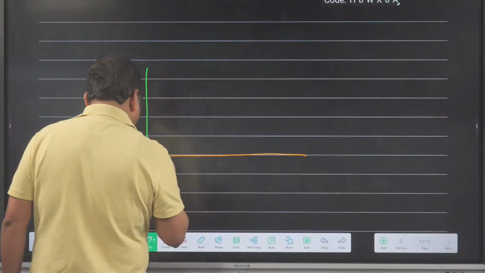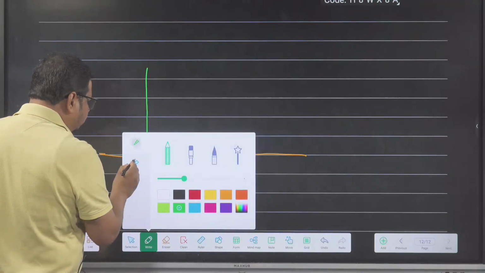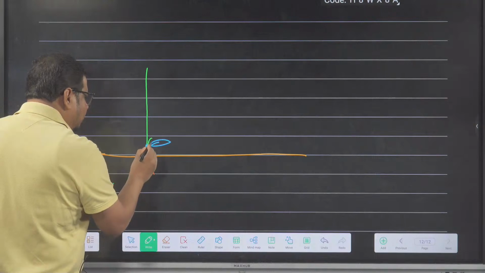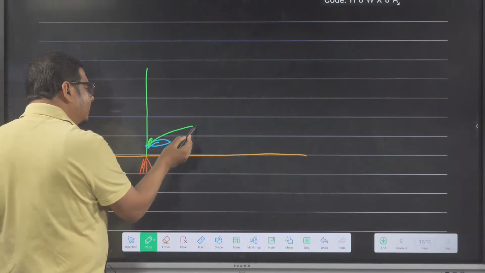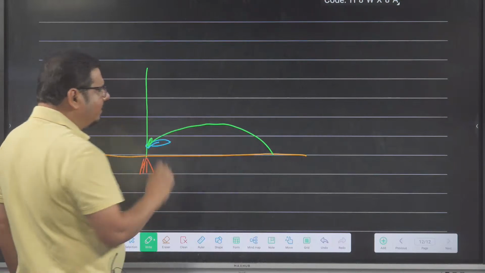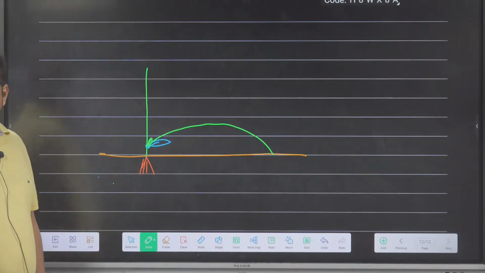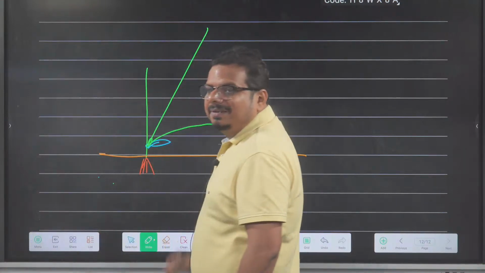I am making this side leaf. Here what is there? Axillary bud is there. This is axillary bud. New branch coming from this axillary bud. They try to move up, but they bend down. Why they bend down? Why the branch is not growing like this?